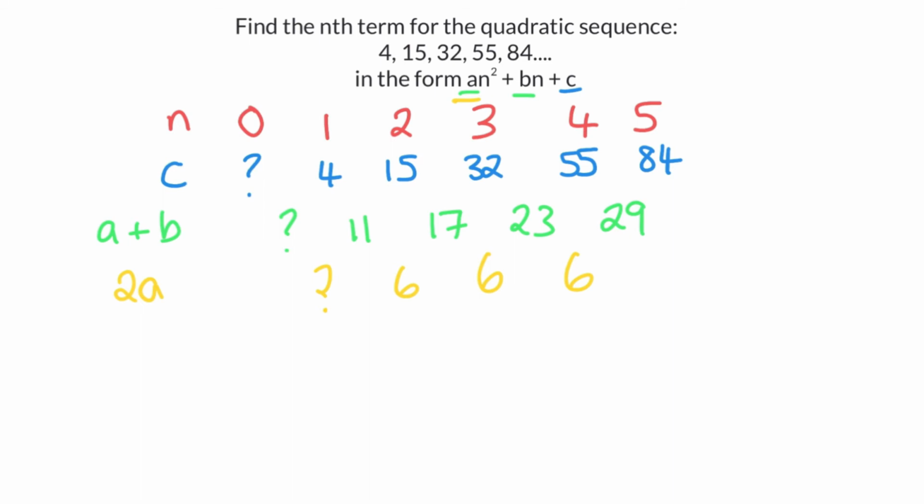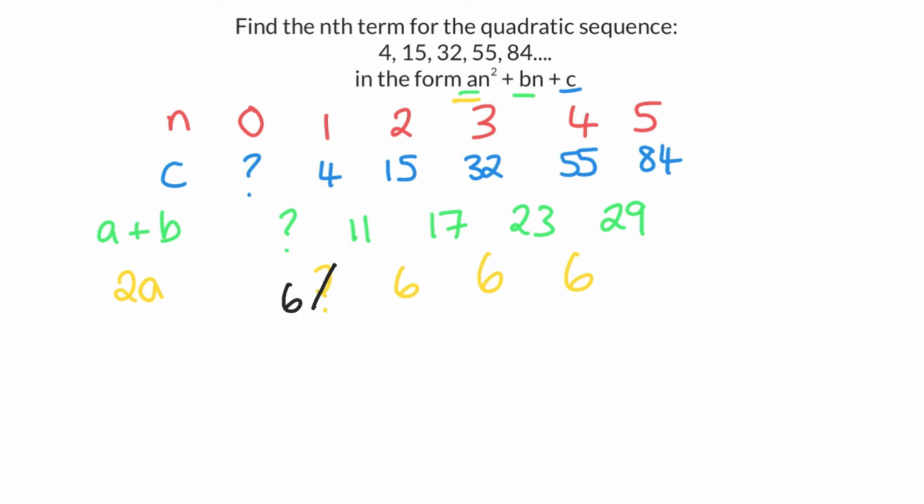So now that we've written out all the rows that we need, we're going to write the nth term of the quadratic, but we need to fill in the question marks because these are the values that we need. So we're going to work backwards. So we've worked out that 2a, all of that row, is equal to 6. So we can cross through this question mark and write 6.